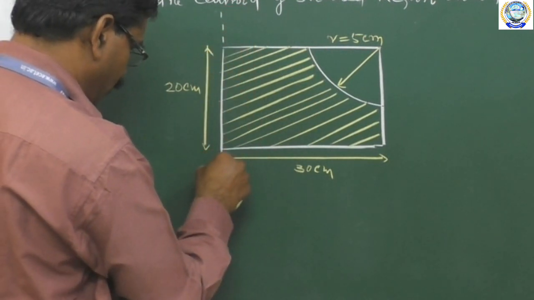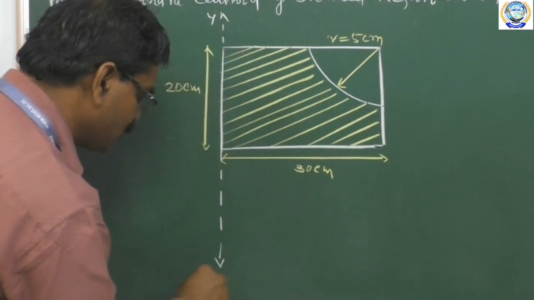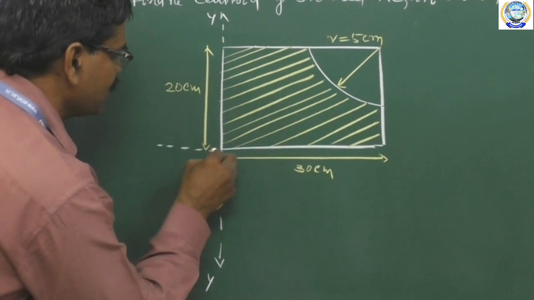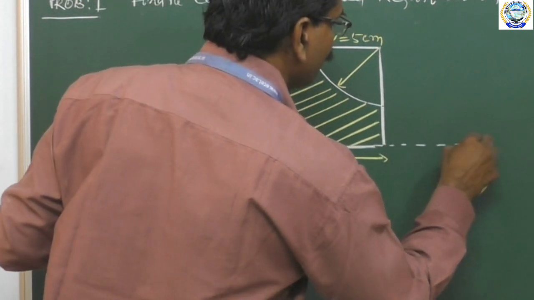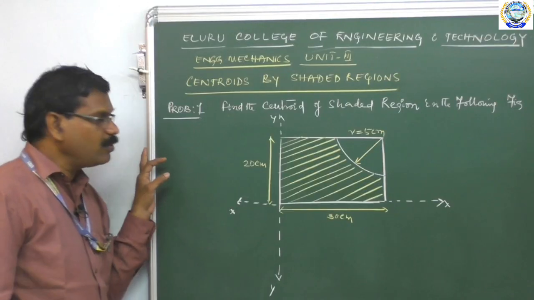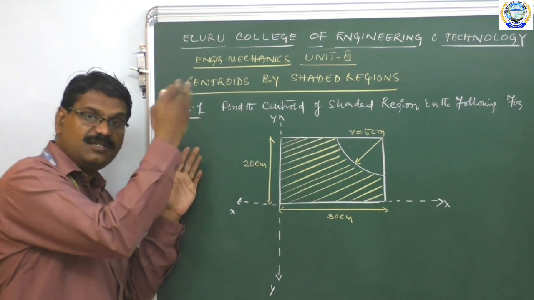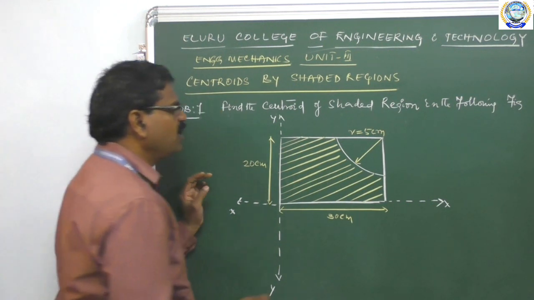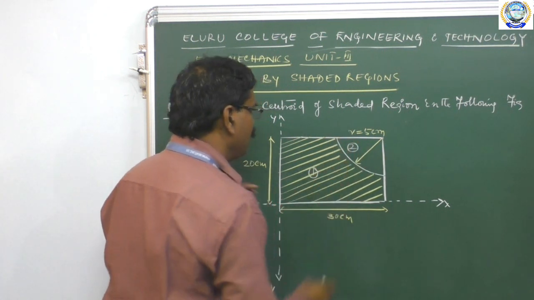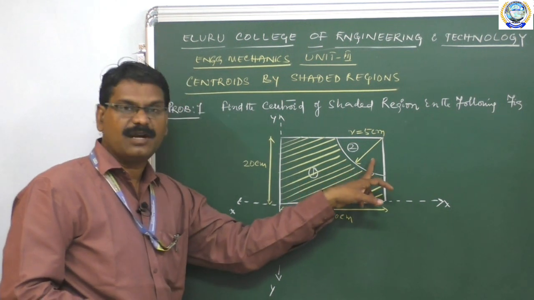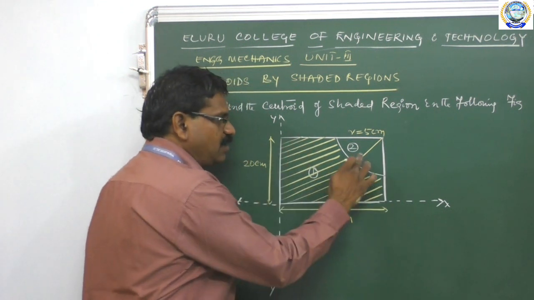The first step is to apply the symmetry property like this. This is called the y axis and this is called the x axis. Like this we have to apply the symmetric property to this diagram. Once we apply the symmetry property, we split this shaded composite figure into 2 categories. This is called the first portion and this is called the second portion.